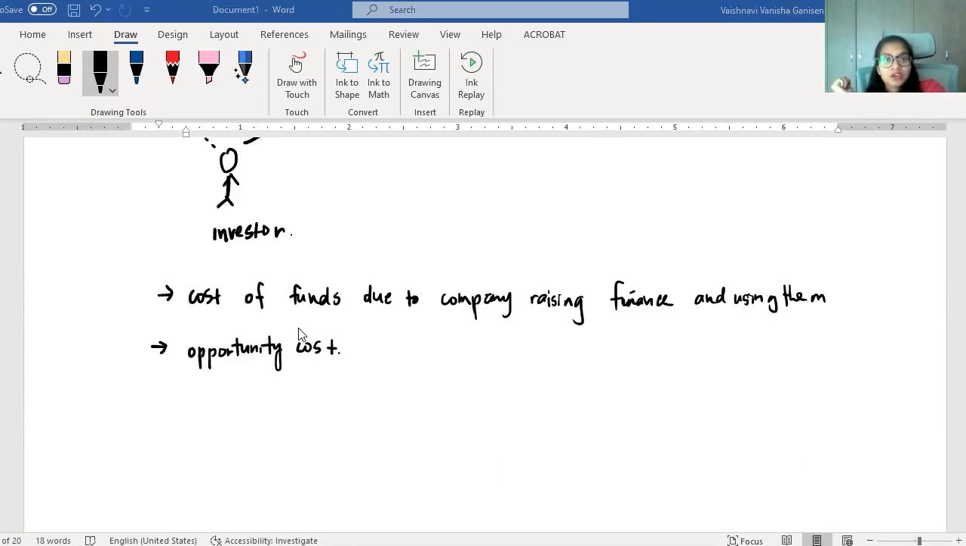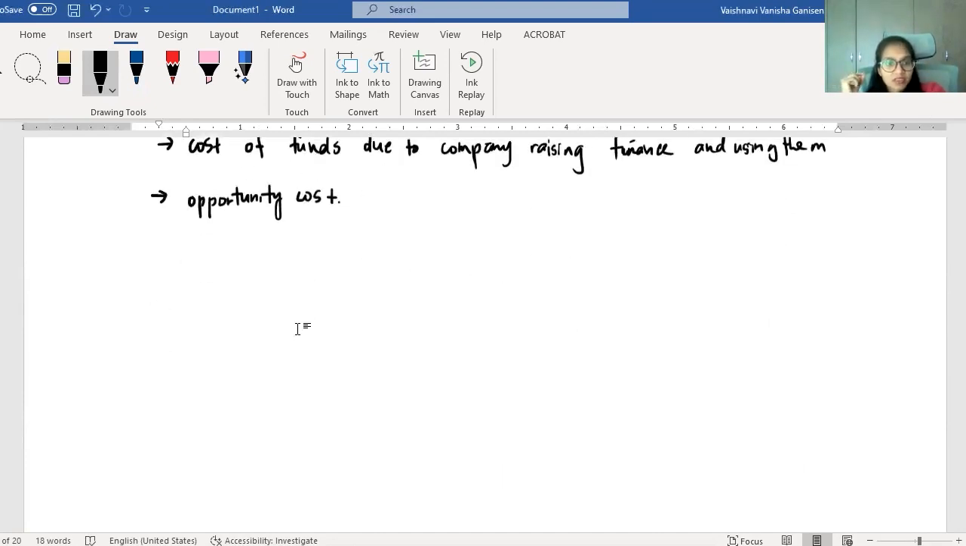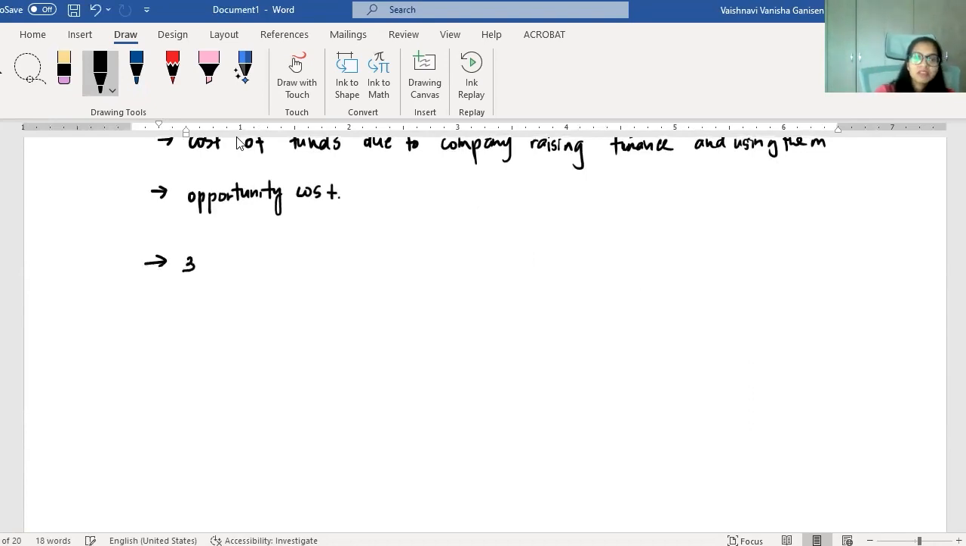Now, when you talk about cost of capital, like I told you, there are three main elements to cost of capital. So what are these three main elements? Number one, the risk-free rate of return. Number two, the premium for business risk. And number three, the premium for financial risk. If you add all this together, this is actually the cost of capital of a company.